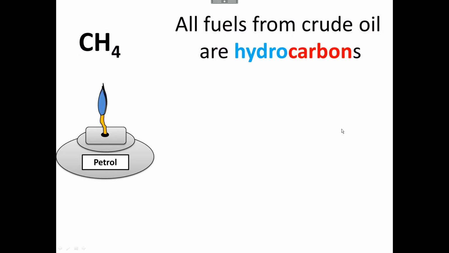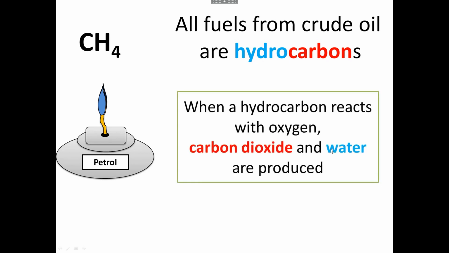Now, all the fuels we've learned about in this topic, like methane or petrol or diesel, are hydrocarbons. Methane comes from natural gas. Petrol and diesel and kerosene and fuel oil come from crude oil. But they are all examples of hydrocarbons. Remember, a hydrocarbon is made of hydrogen atoms and carbon atoms. Therefore, when they are burnt, when they react with oxygen, they will produce carbon dioxide and water.